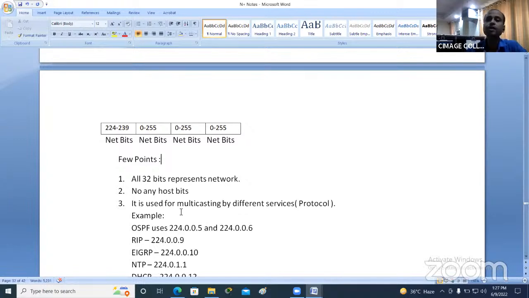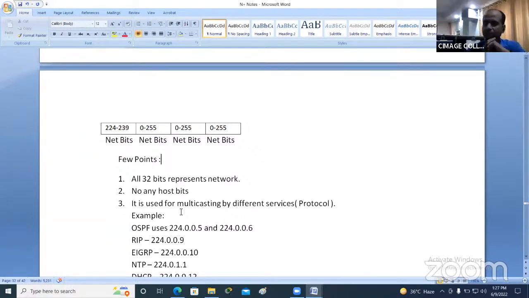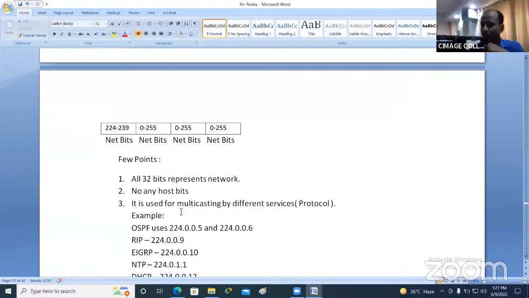Actually, these IP addresses are defined or assigned to different services. For example, there is a protocol OSPF. OSPF is a routing protocol, and in this routing protocol, 224.0.0.5 and 224.0.0.6, these two addresses are used because OSPF works on multicast.